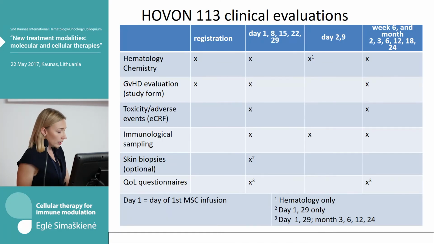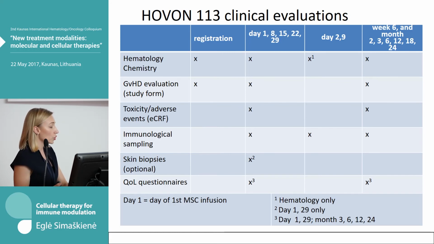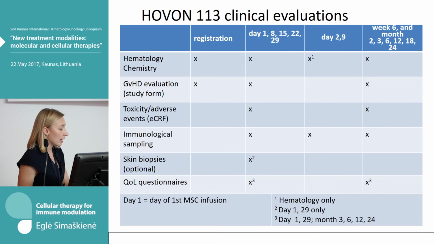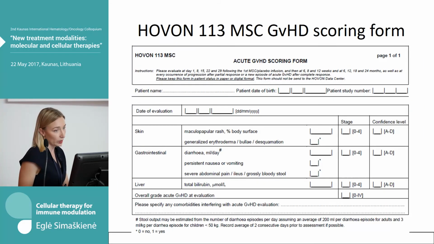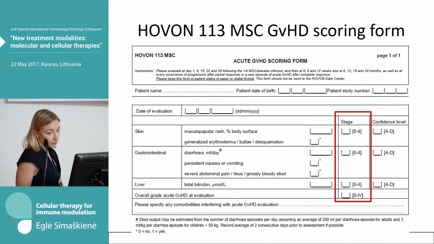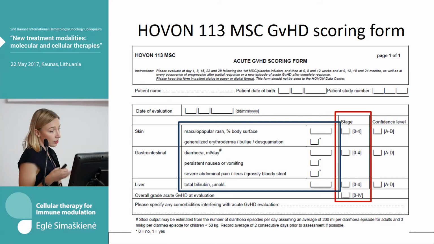So clinical evaluation is taken at this point, as you can see, and hematology and chemistry samples are taken. There is an acute GVHD evaluation form, and if there are involved tissues, a biopsy is taken, and quality of life questionnaires are given also. So there is a scoring form of GVHD, and every patient is standardized by stage, evaluated by skin, gastrointestinal, and liver GVHD.